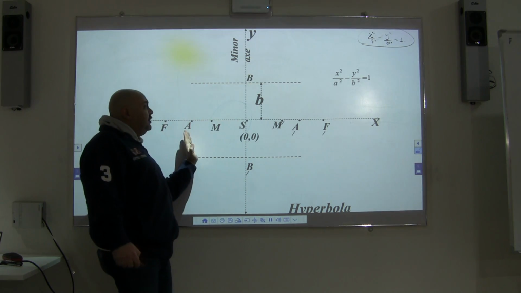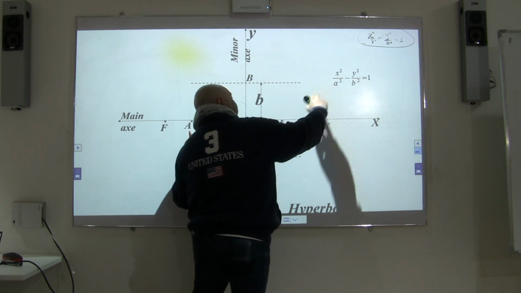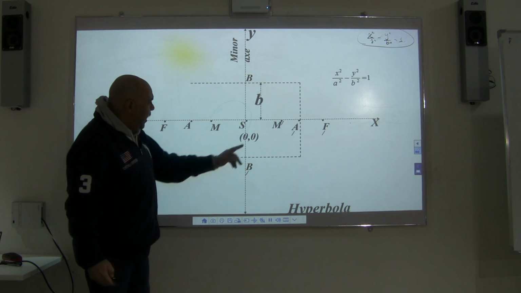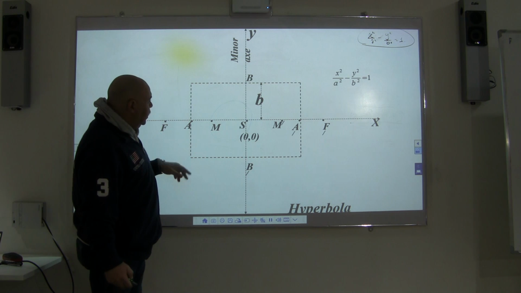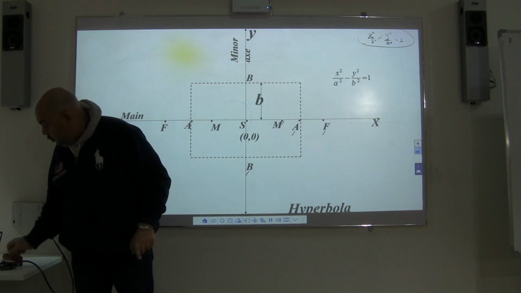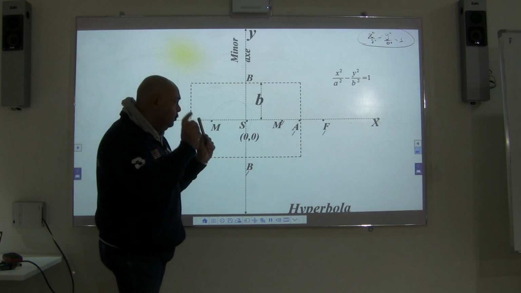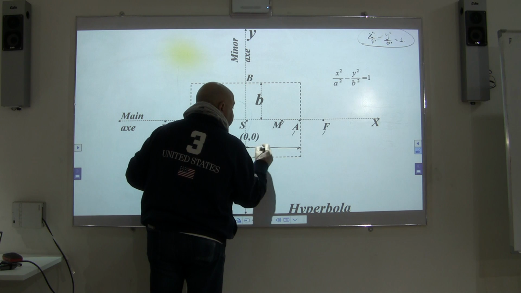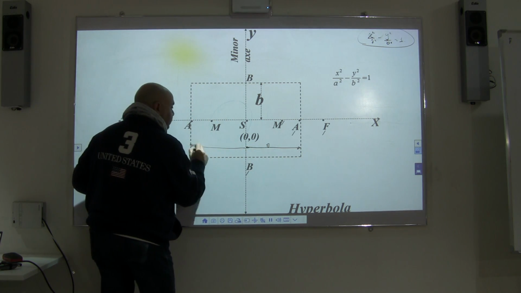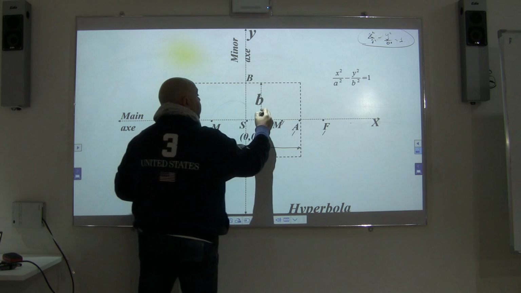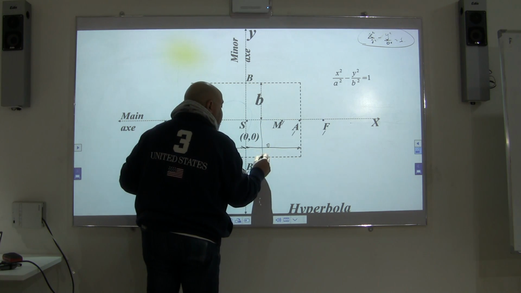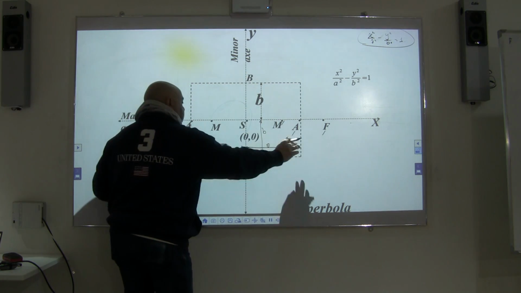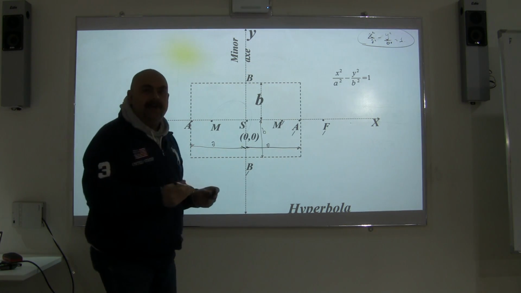I will go to the left with the a element, not a squared. I will take its square root, so I will go a to the right and a to the left. I have a rectangle. If you look at the distances, from here to there, this is a, and also the same from here to here, it is a. This is b, and that is also b. So I'm taking b up, b down, a to the right, a to the left.